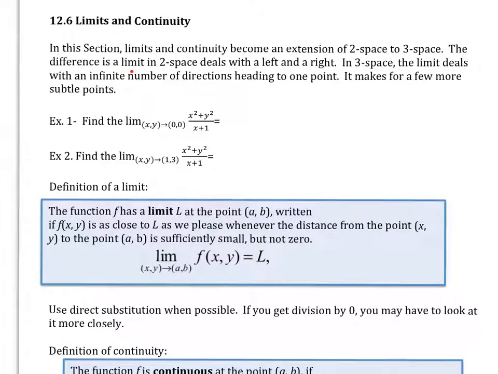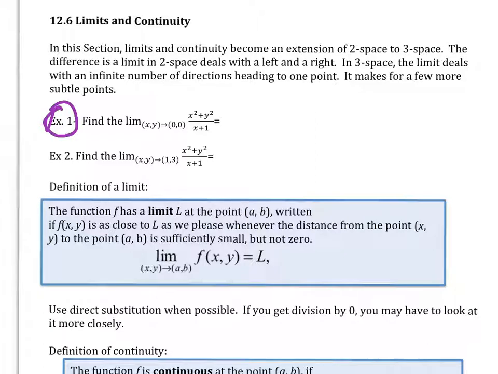The difference is two space deals with a left and a right. So if I want to do the limit, I'm just looking at a left and a right. In three space, we want to deal with an infinite number of directions heading to the one point. It makes for a few more subtle points, but a lot of it does become the same, and then you'll see some of the nuances that you get in the homework.